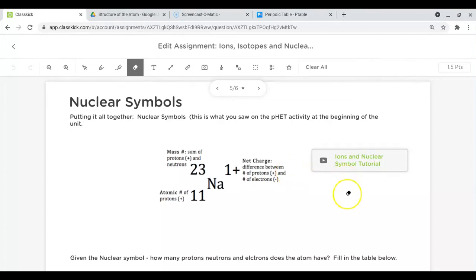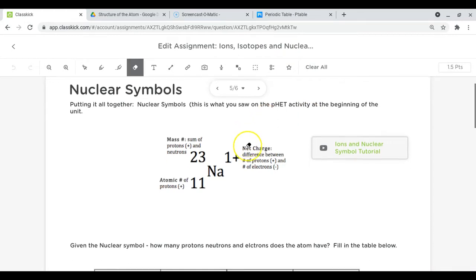Hi everyone, this is Mr. Richmond, and for this video I'm going to walk you through how to do one example from your nuclear symbol slide, on slide number 5, for your most recent ions, isotopes, and nuclear symbol ClassKick assignment.